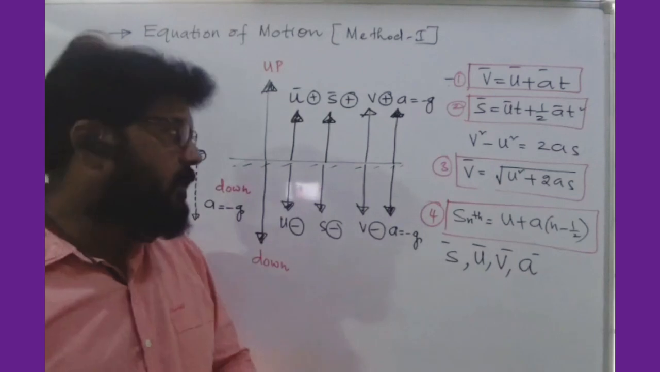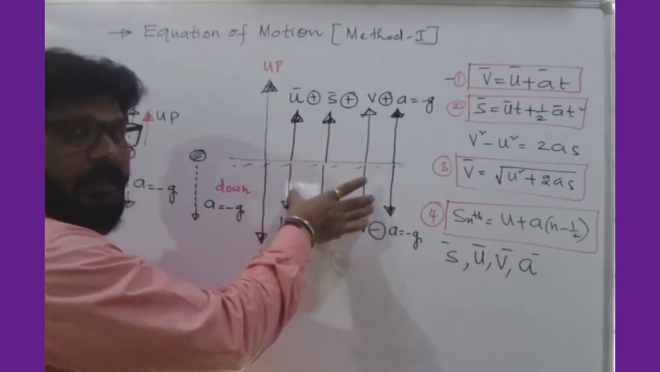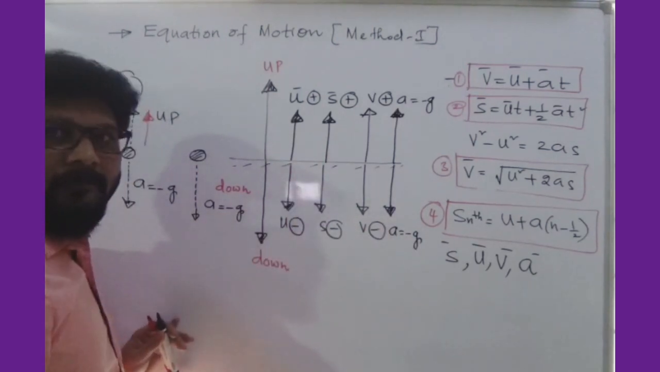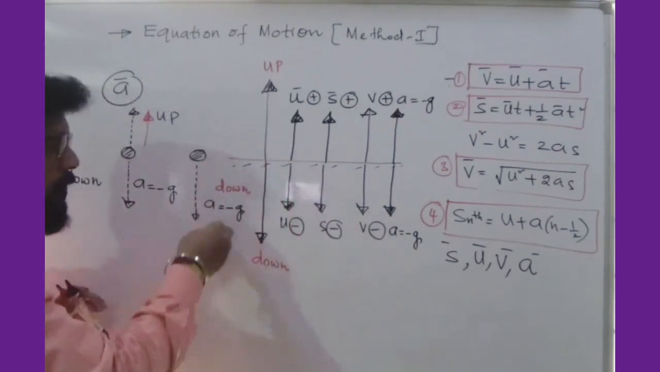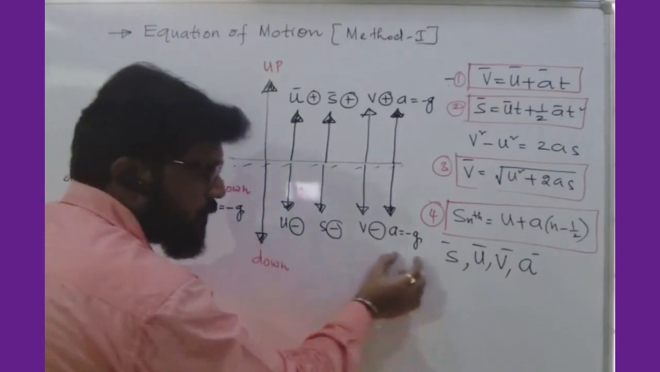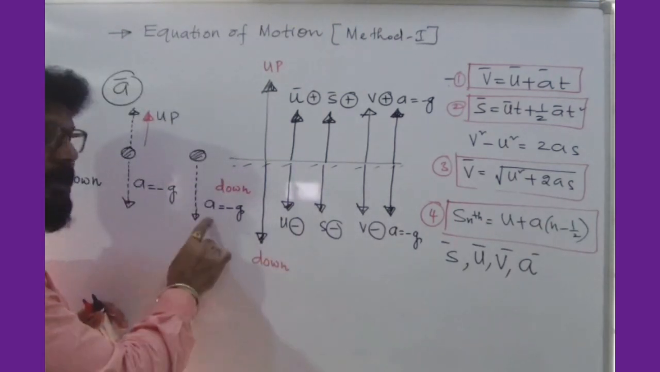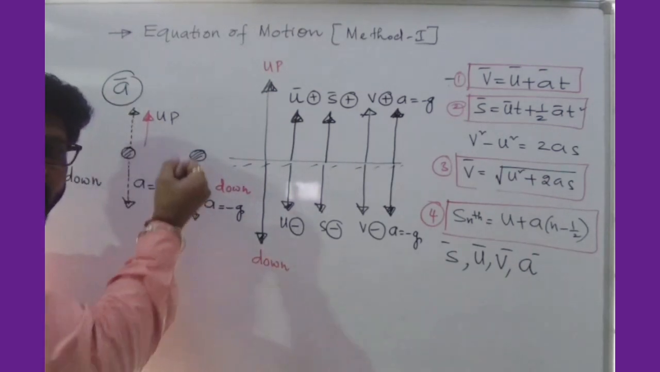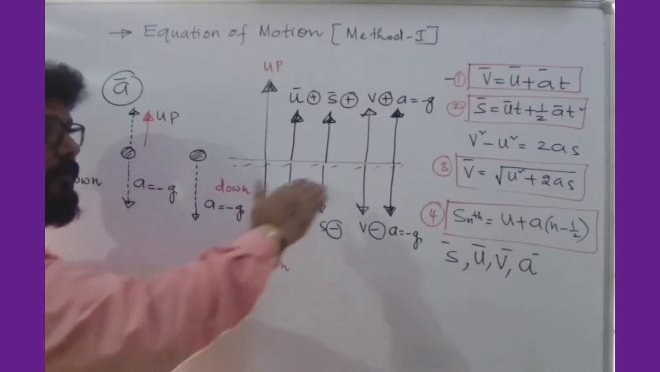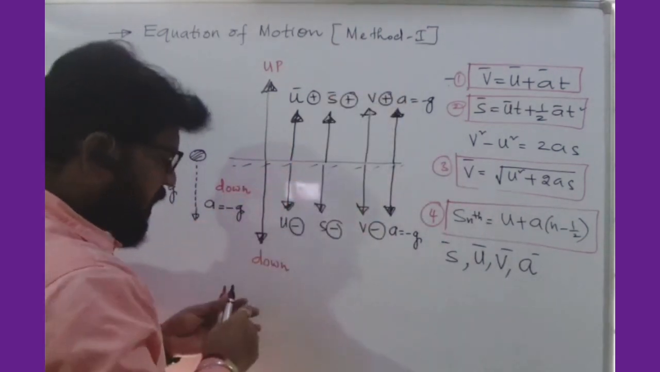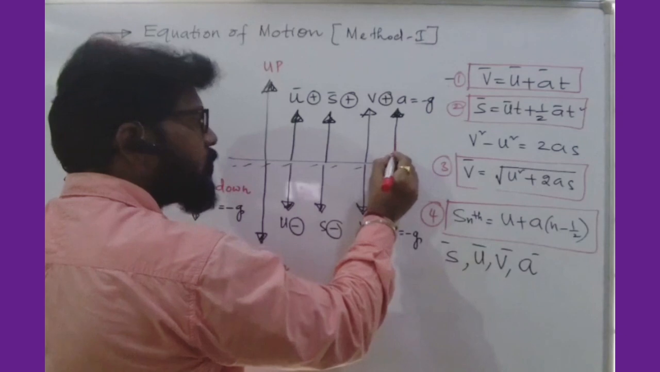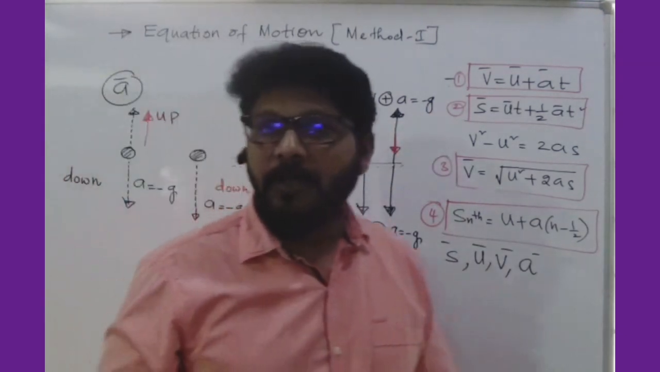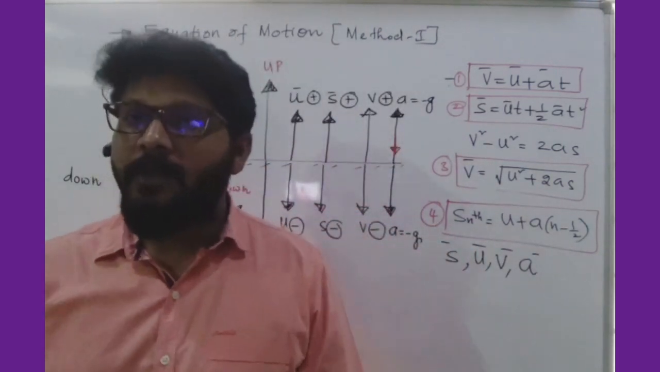How we are taking with respect to these three, 1, 2, 3, upward directions all positive, downward directions all negative. Once again I am saying downward. When it is freely falling, G is acting downward, so with respect to downward sign conventions I am taking A is nothing but minus G. But when it is going in upward direction, G is acting in again downward direction. So when it is going in upward direction, G value is acting in which direction? Downward direction, so I am taking A is nothing but minus G. So upward or downward, you take it as minus G to solve any problem.